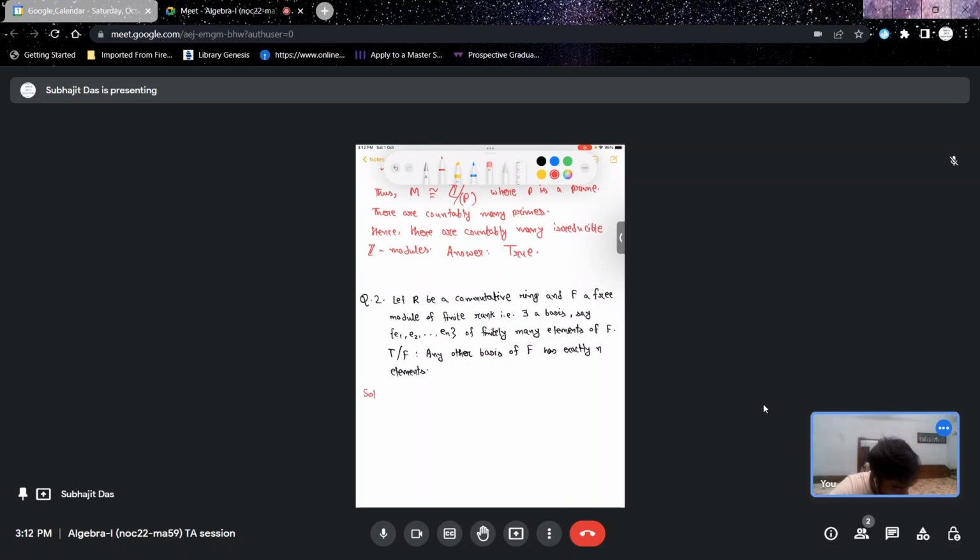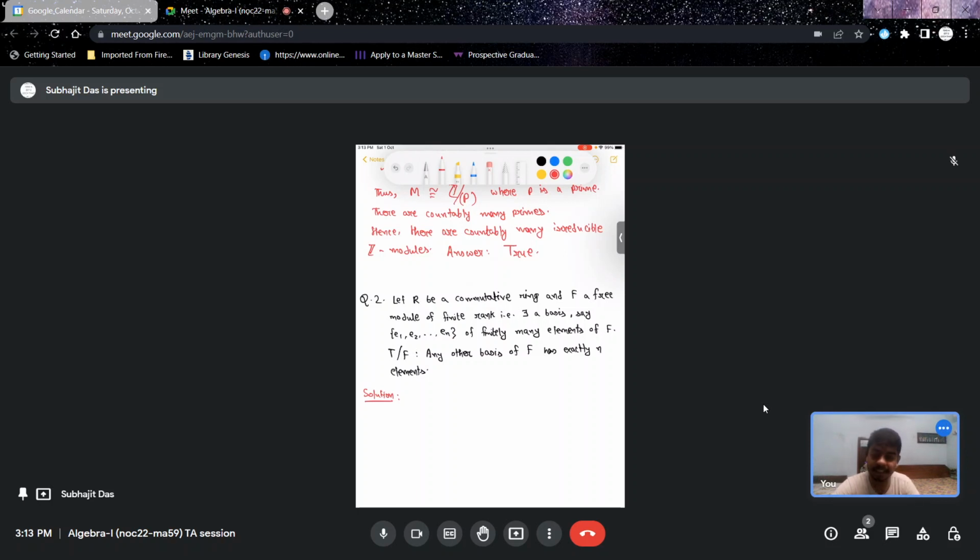So let's see. I just want to point out the fact that this is not true in general. If you are given a ring and a free module over that ring, that is, a module which is a direct sum of copies of that ring, it's not necessary that every basis will have the same number of elements in it. More specifically, if the module has a finite basis, then it's not necessary that every basis of the module will have the same number of elements as the given basis.